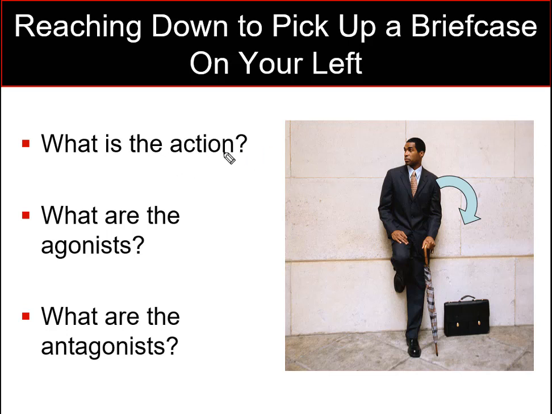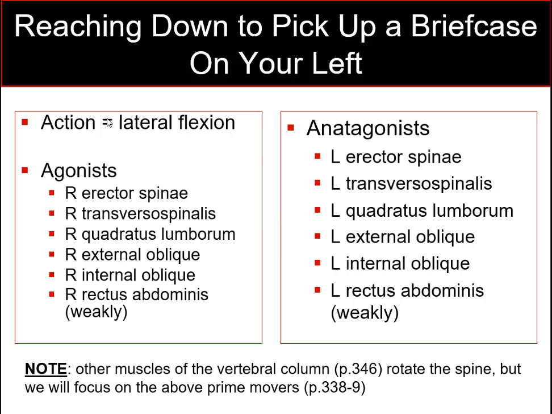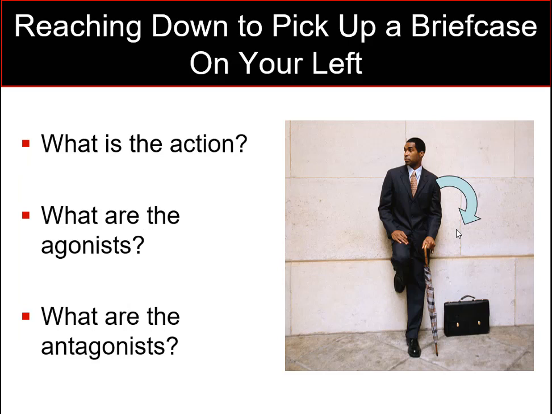So hopefully for the action, you got left lateral flexion. But now, because he's in a gravity situation, he's going with gravity, the agonists are not going to be the same side movers. They're going to be the opposite side. So the action was lateral flexion to the left, but it's going to be all the right side musculature, right erector spinae, right transverse, all these muscles. Everything on that right side, because he's moving down eccentrically to pick it up.